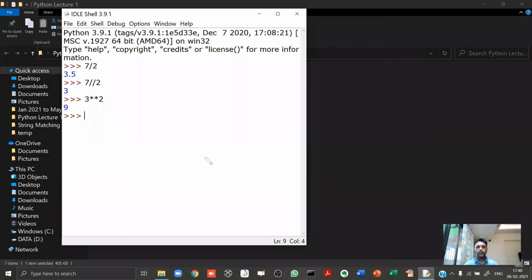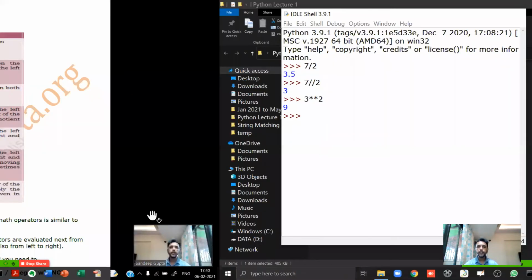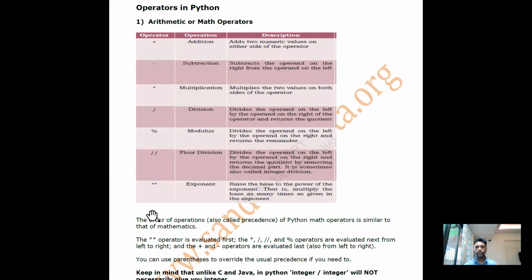Now, what is the meaning of precedence? Precedence is the order in which the operations are done. I repeat, precedence is the order in which the operations are done. As far as arithmetic operators are concerned, do you have this table in front of you? The exponent operator has the highest precedence, followed by divide, multiply, divide, modulus, and floor division. These four are in the same category. After that comes plus minus, and these two are in the same category.